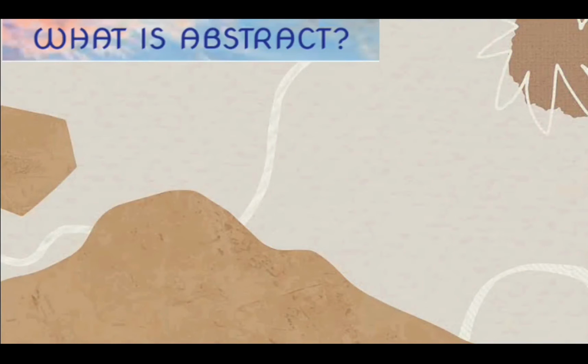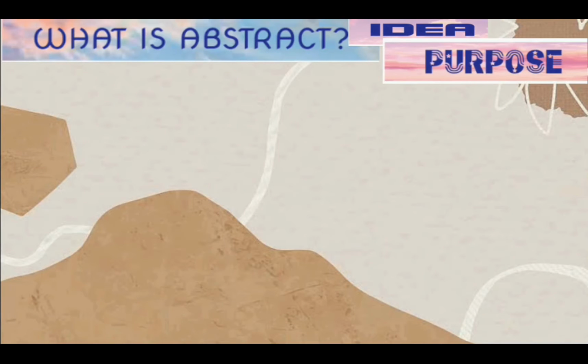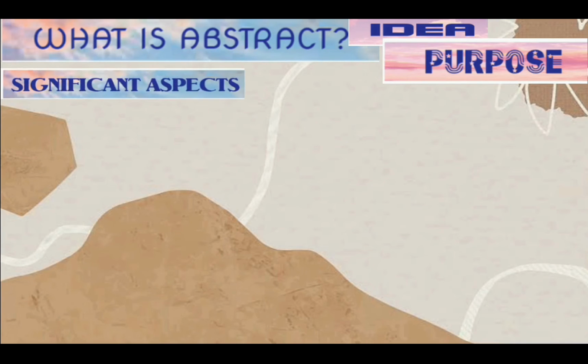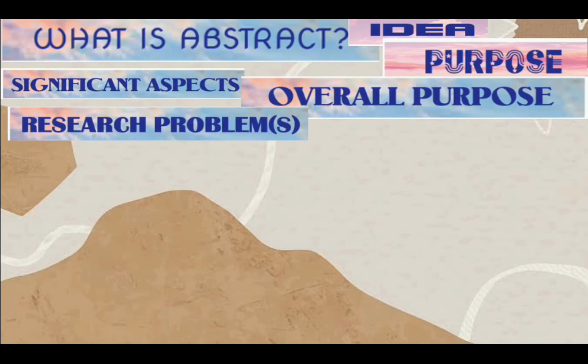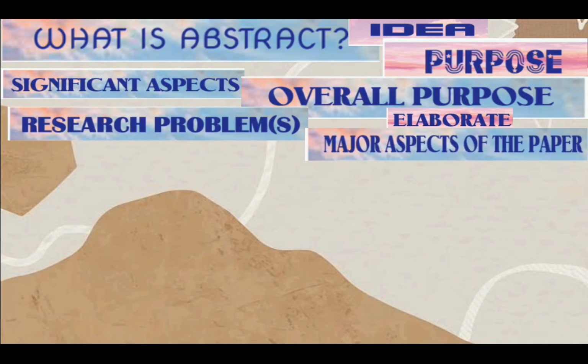What is an abstract? An abstract summarizes the idea and the purpose of the report, including here the sequence of most significant aspects of the entire paper, such as the overall purpose of the study and the research problems investigated. The abstract allows you to elaborate on each major aspect of the paper. These are the types of abstract.